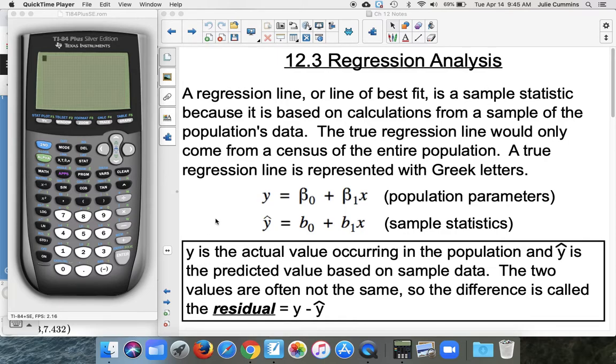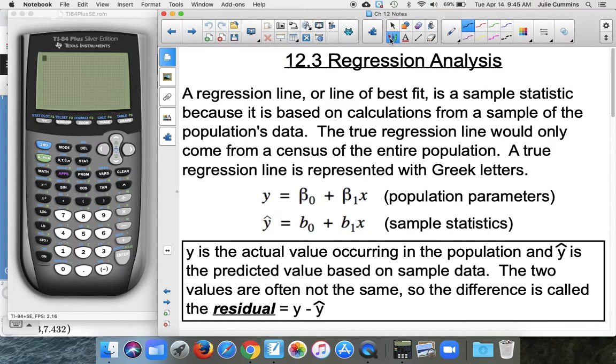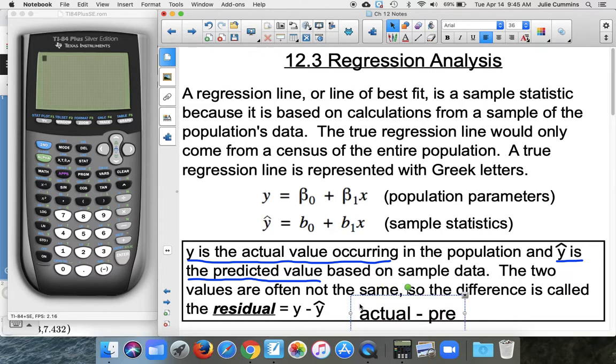Now, y is the actual value occurring within a population, and y hat is the predicted value. When we're using our regression equation, we are finding the y hat, the predicted value. Those are not often the same, and the difference is called a residual. The way we find residuals is always y minus y hat, the actual minus the predicted.